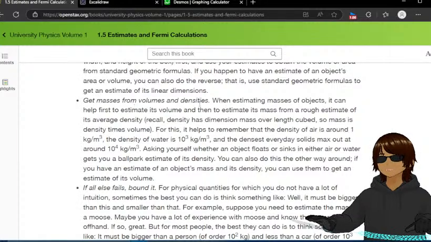Get masses from volumes and densities. In estimating masses of objects, it can help first to estimate its volume and then to estimate its mass from a rough estimate of its average density. For this, it helps to remember that the density of air is around 1 kilogram per meter cubed. The density of water is 10 to the power of 3 kilograms per meter cubed. And the densest everyday solids max out at around 10 to the power of 4 kilograms per meter cubed.